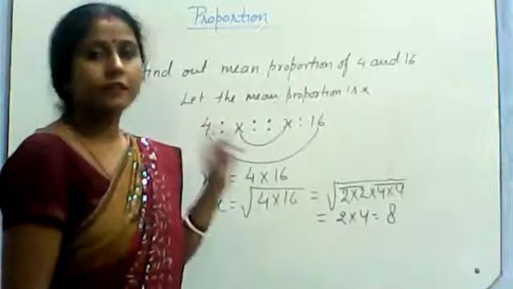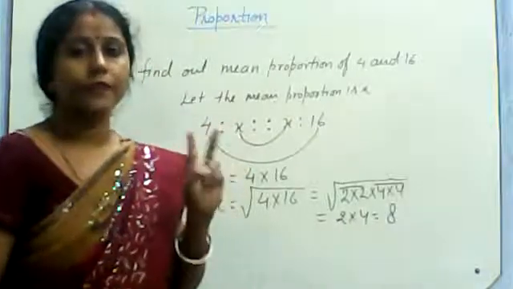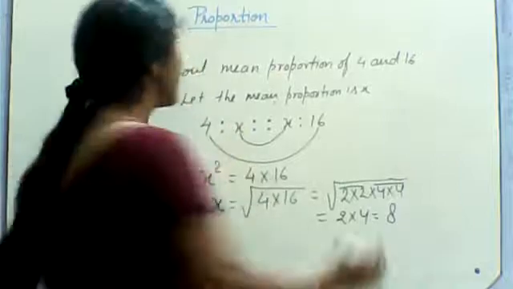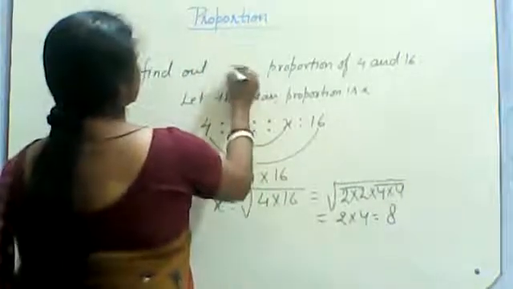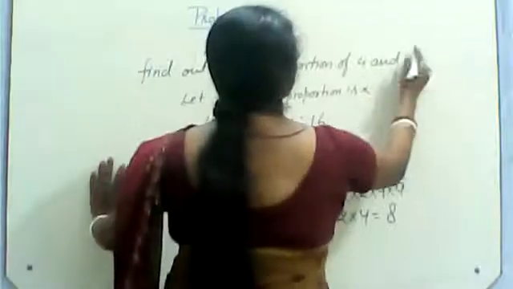This is the second type of question, find the mean proportion. Now if it asks, find out the third proportion of 4 and 8.